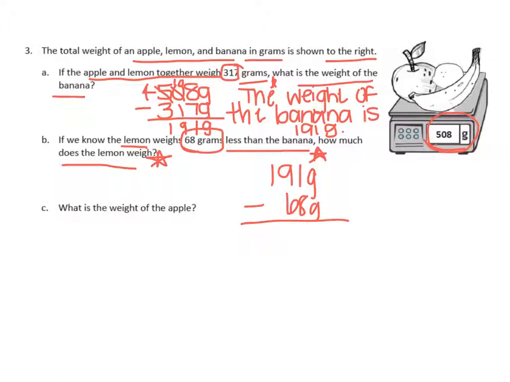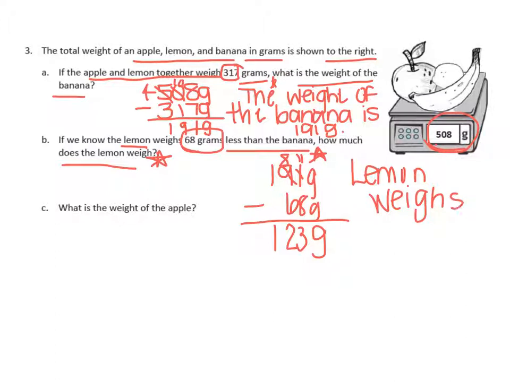I'm going to start at the ones. 1 minus 8 I can't do, so I have to borrow from the tens. The 9 becomes the 8, and I'm going to bring back a 10 to the 1 I already have, so now I have 11. 11 minus 8 is 3. 8 minus 6 is 2. 1 minus nothing is 1. So the lemon weighs 123 grams.